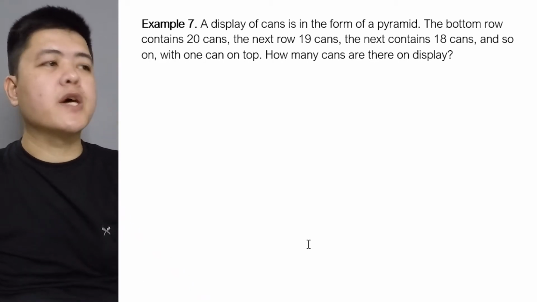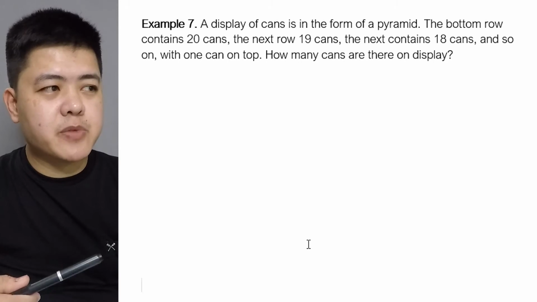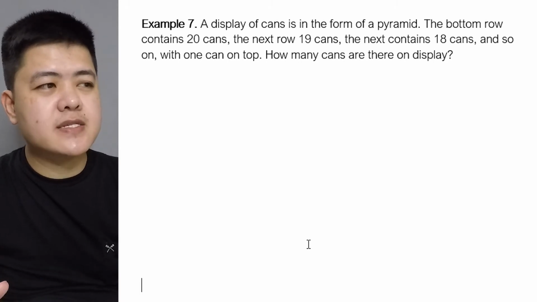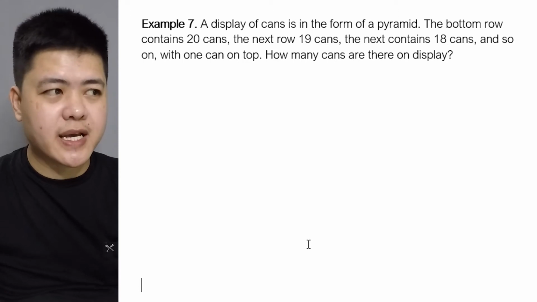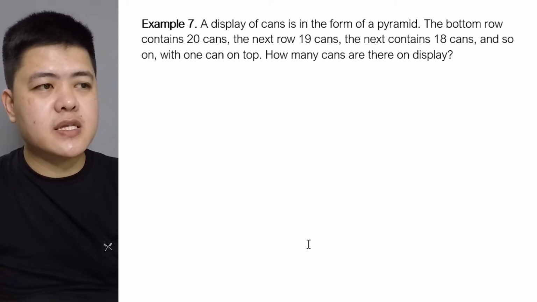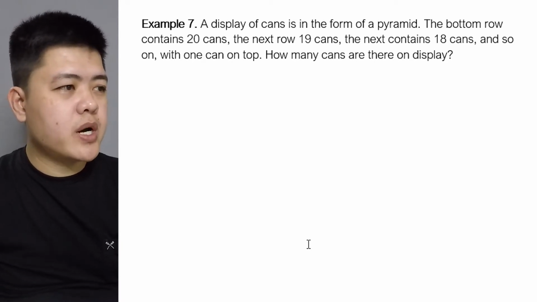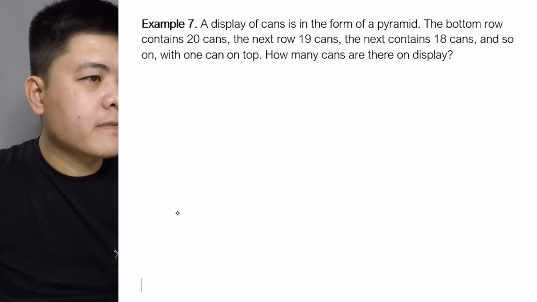Okay, let's now solve some problems related to arithmetic series. Let's have example number 7. A display of cans is in the form of a pyramid. The bottom row contains 20 cans, the next row 19 cans, the next contains 18 cans, and so on, with one can on top. How many cans are there on the display?